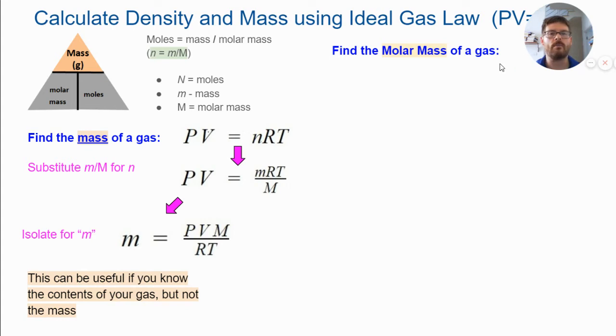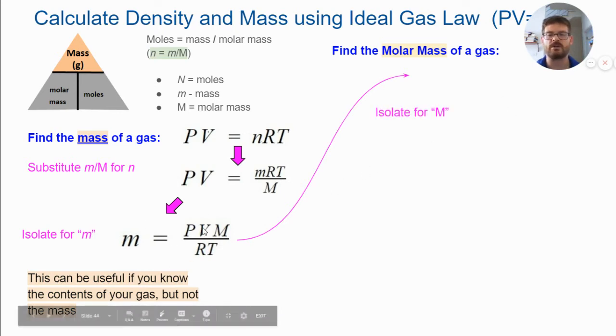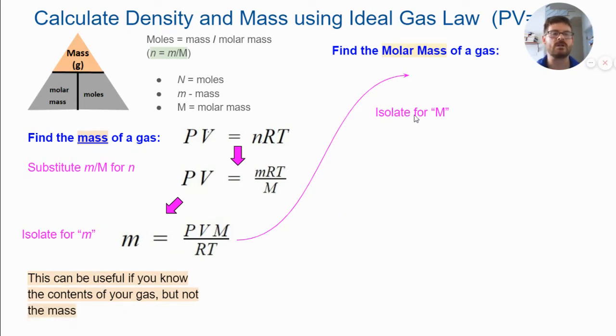Okay, so maybe we want to find the molar mass, and we'll talk about why we might want to do that in a second. What we're going to do here is take this equation where we solve for mass. We did that substitution up here, and we're just going to isolate for molar mass instead, which is a pretty easy process. Just shuffling around the variables, multiply, divide on both sides. And it's going to look like this instead. So molar mass is going to be mass times R times temperature divided by pressure and volume.